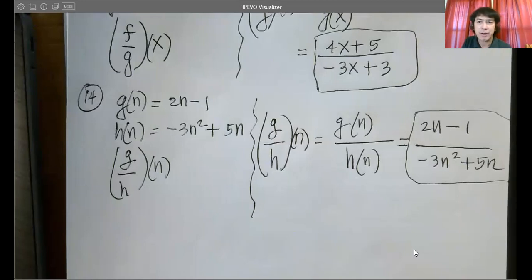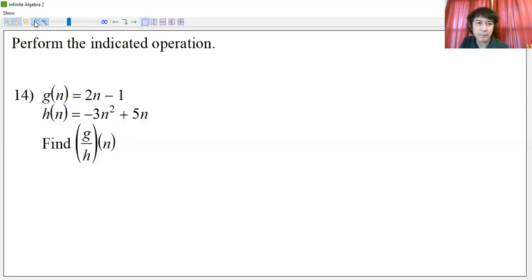And we shall verify. That's 2n minus 1, negative 3n squared plus 5n at the denominator. So let's verify the answer. There. It's 2n minus 1 over negative 3n squared plus 5n. Okay, that goes to our number 14. And I think we still have two more examples under division. So let's have number 15 and then followed by 16. All right, so let's do 15 first.